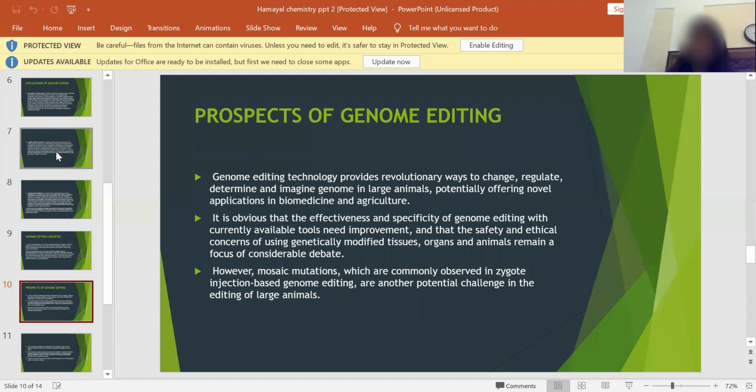Next, it is obvious that the effectiveness and specificity of genome editing with currently available tools still need improvement, and that the safety and ethical concerns of using genetically modified tissues, organs and animals remain a focus of considerable debate. Next, mosaic mutations, which are commonly observed in zygote injection-based genome editing, are another potential challenge in editing of large animals.